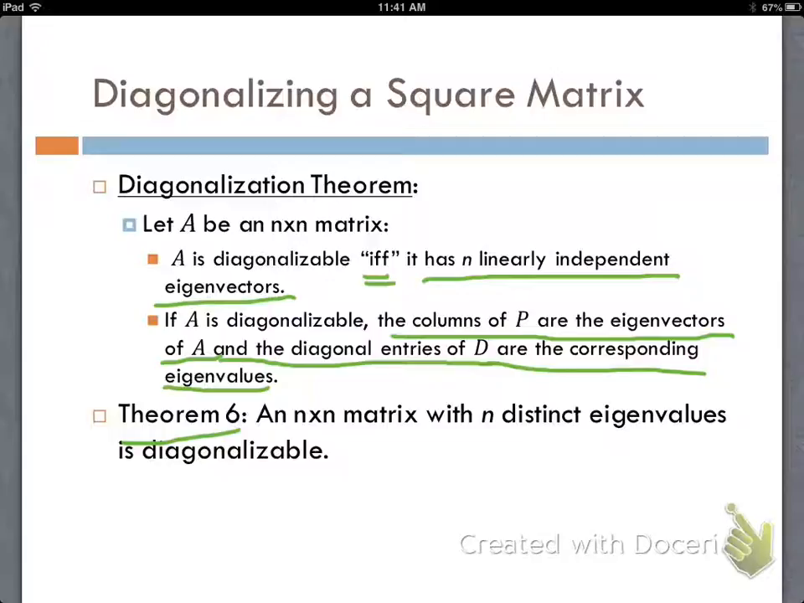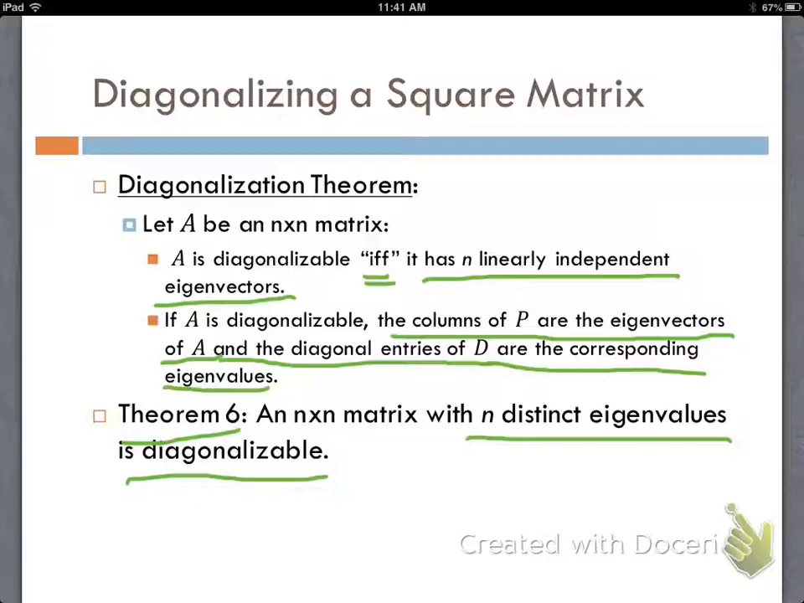So Theorem 6 says an n by n matrix with n distinct eigenvalues is diagonalizable. This is not if and only if, meaning if you have an n by n matrix and the eigenvalues are not distinct, then it's not diagonalizable. That's not what this is saying. This is saying if you have an n by n matrix with n distinct eigenvalues, then it is diagonalizable.